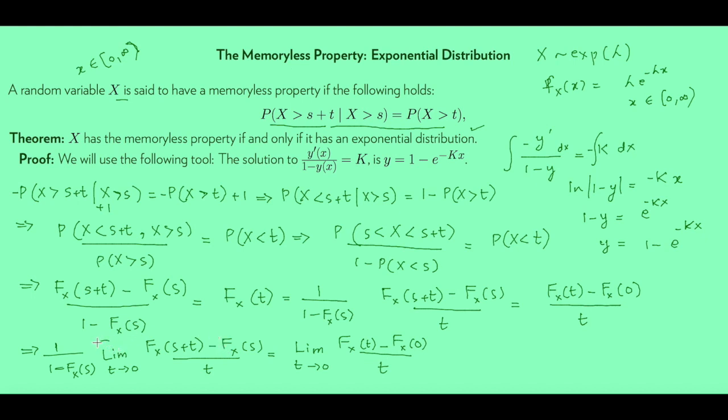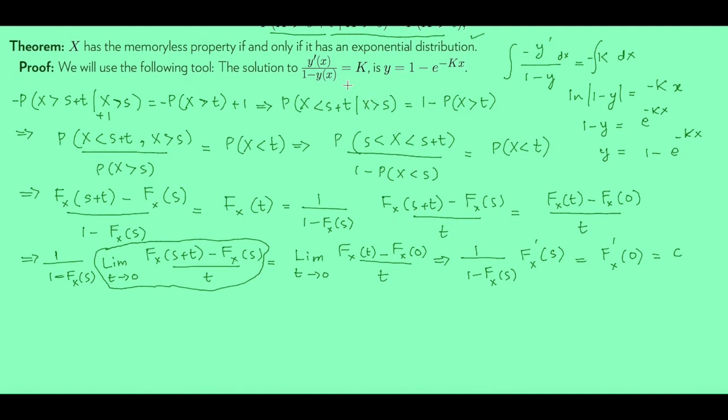So what is this? What is the definition of a derivative? The definition of a derivative is exactly this. So then we can say 1 over 1 minus F_X of s, times F prime X at s, is equal to, this is again a derivative at 0, so this is F prime X of 0. Now F prime X of 0 has to be a constant. We don't know it, but we can say this is some constant c.